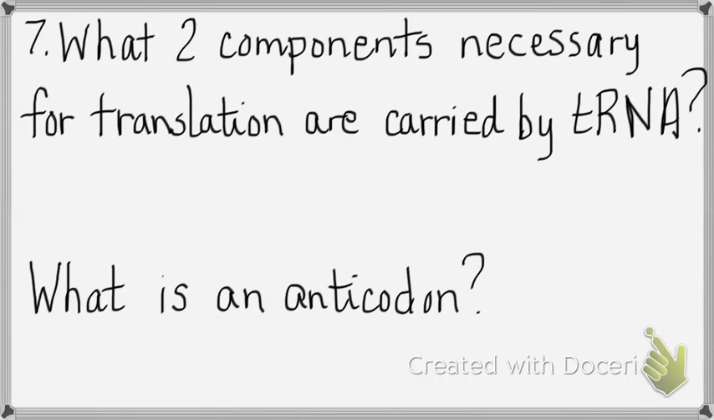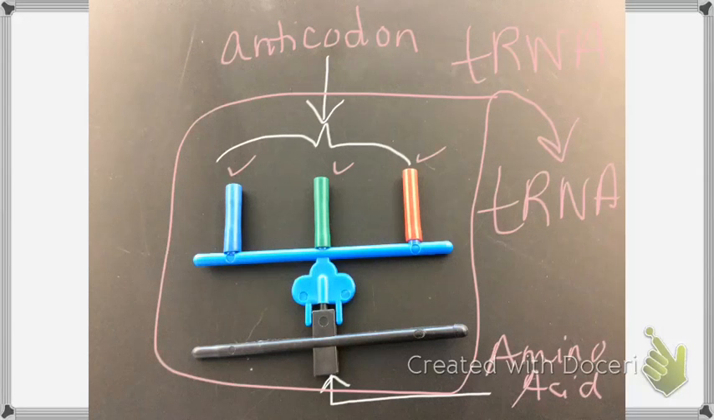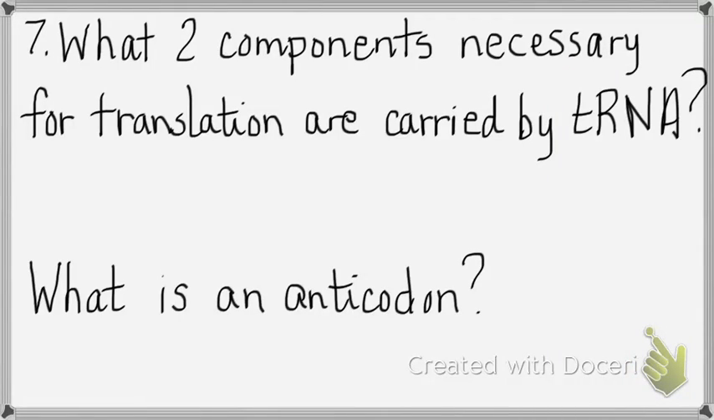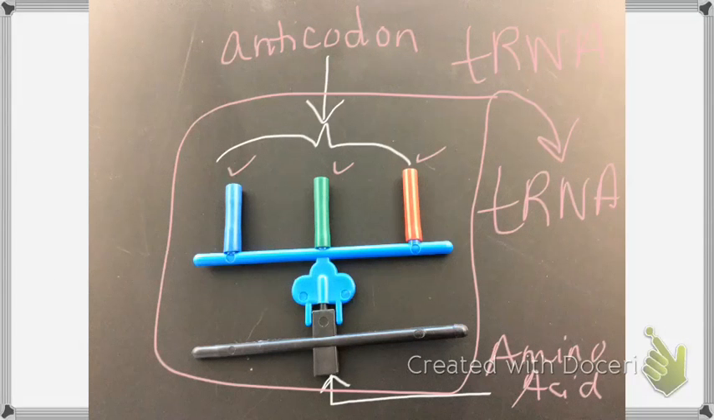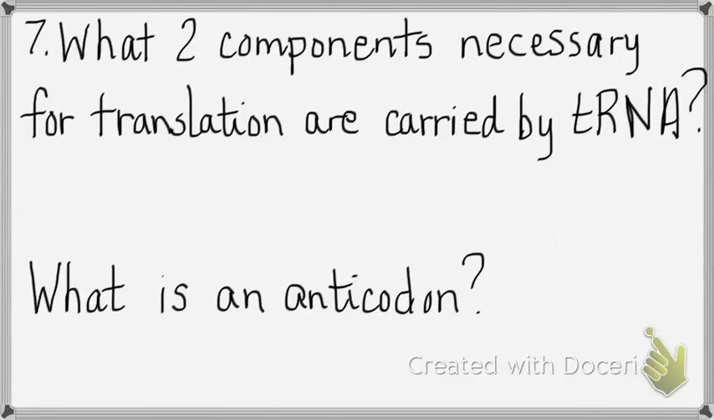So, number 7 has to do with what we just looked at. That picture right there, that's why I put that picture there. Number 7. What 2 components necessary to do translation are carried by the tRNA? The what and the what? The anticodon. What else? And the amino acid. So going back to number 7, what 2 components necessary for translation are carried by tRNA? The anticodon and the amino acid.